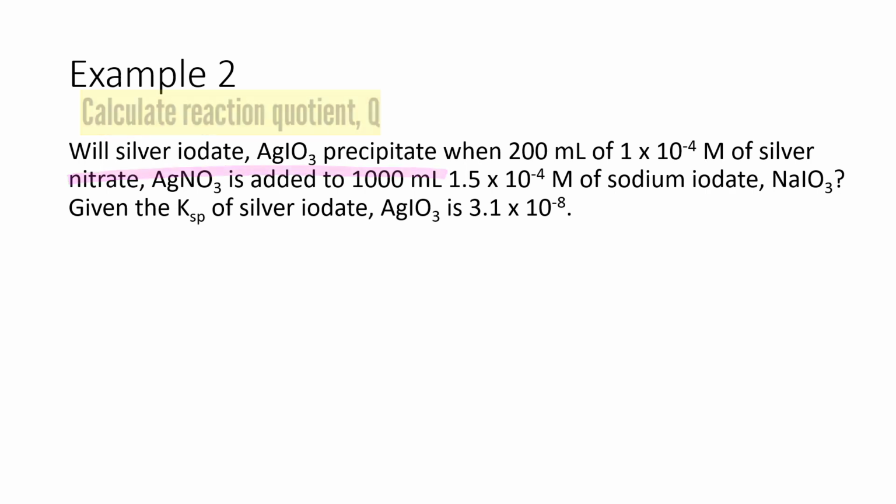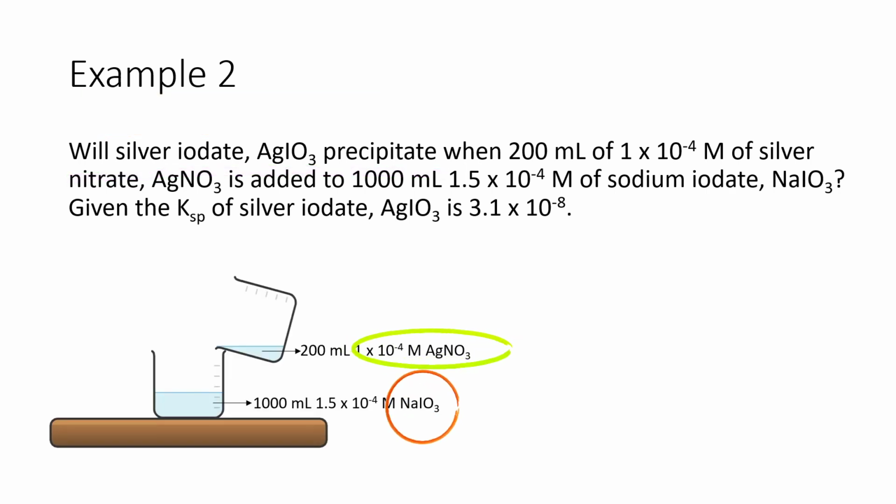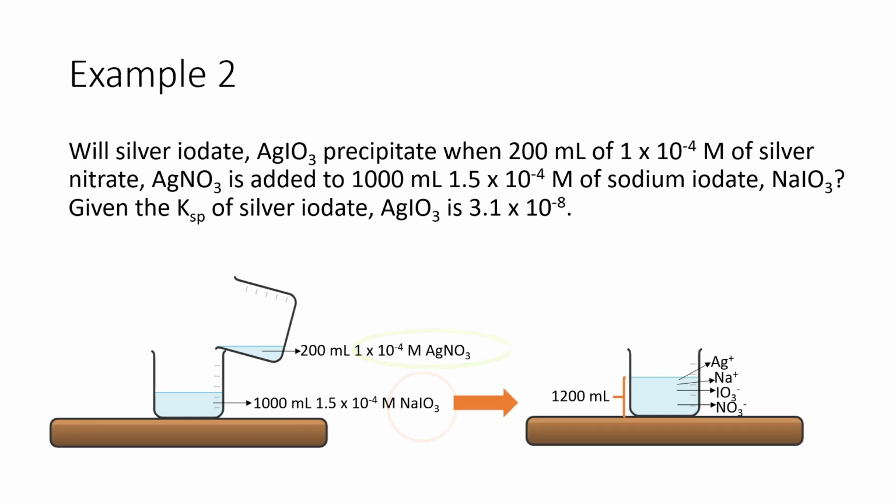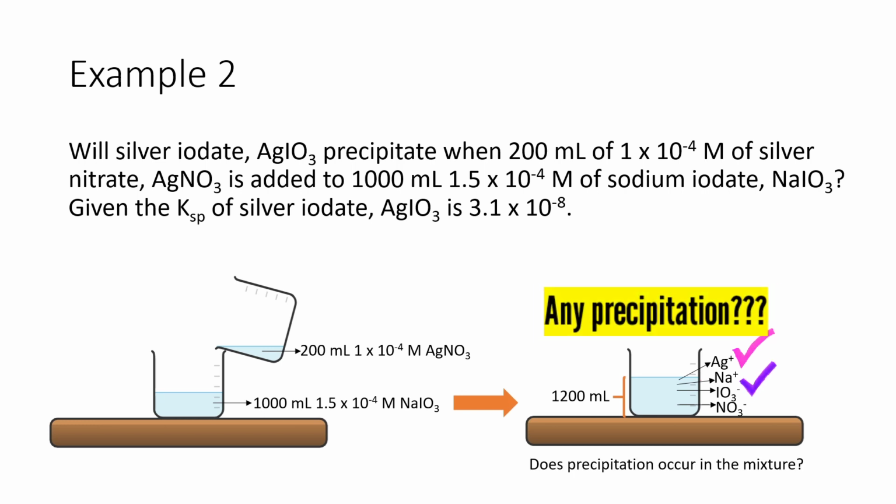In example 2, again, you need to calculate the reaction quotient value because the question is also asking whether precipitation can occur or not. For this question, two soluble salts, silver nitrate and sodium iodate, are being mixed together, and you want to determine whether, with the silver ion and iodate ion present after mixing, it is possible for precipitation of silver iodate to occur.